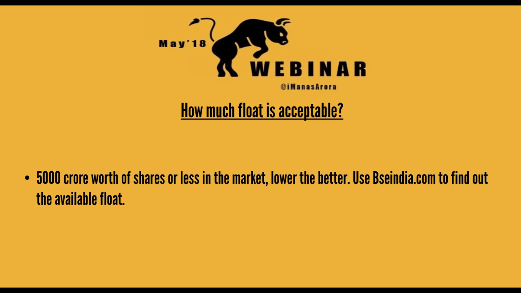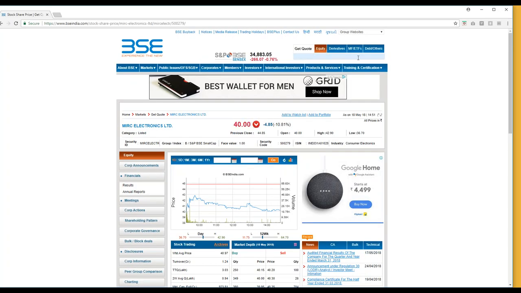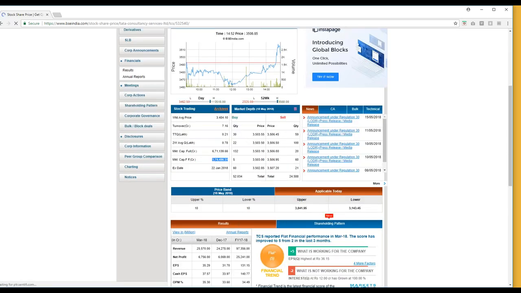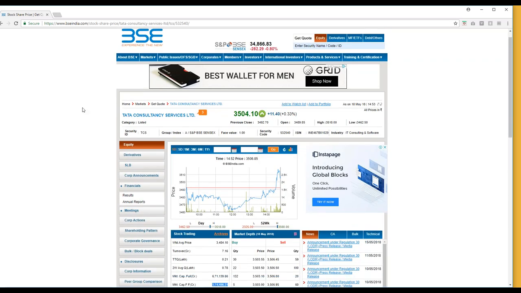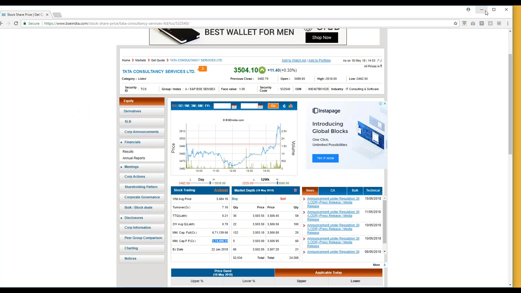My point is these F&O stocks have floats of, I'll show you one more F&O stock here. Let's just check TCS. Look at the float of TCS compared with Merck Electronic, BPL. These companies have a float of only 300, 400 crores and TCS has a float of almost 2 lakh crores in the market. So I don't want to trade TCS because it will take huge buying power to see a dramatic rise in TCS. This is why I do not trade that stock.